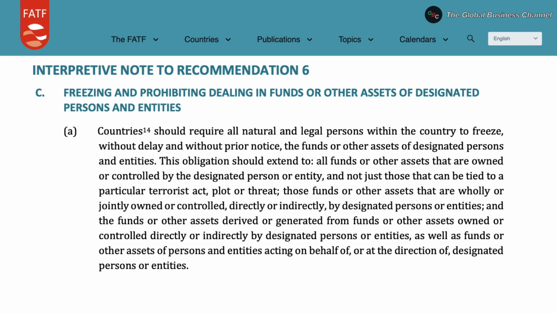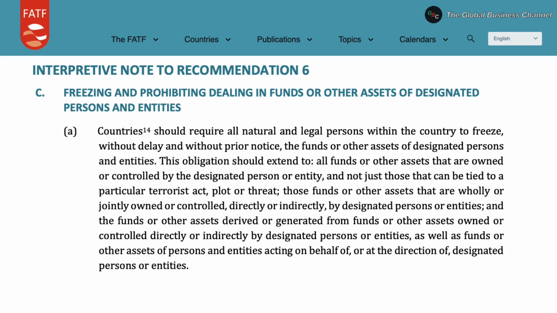A. Countries, and in the case of the EU, under EU law, should require all individuals and organizations within their borders to immediately freeze the funds or assets of designated persons or entities without prior notice. This applies to, number one, all funds or assets owned or controlled by the designated person or entity, not just those linked to a specific terrorist act or threat.